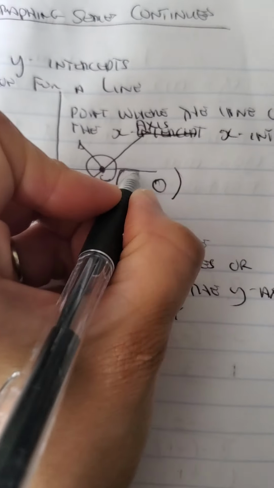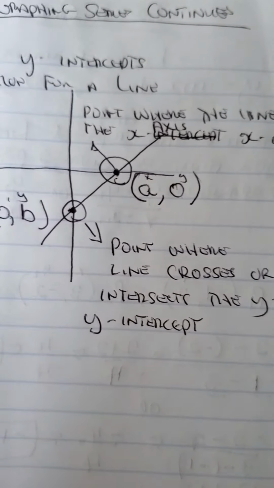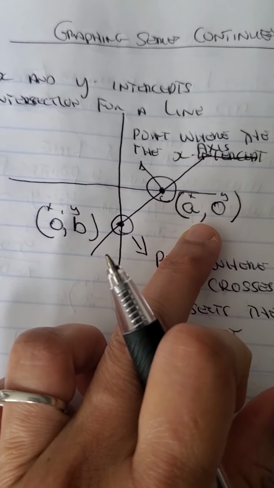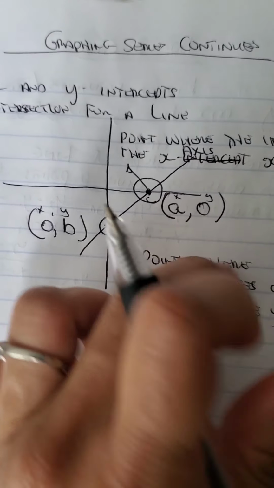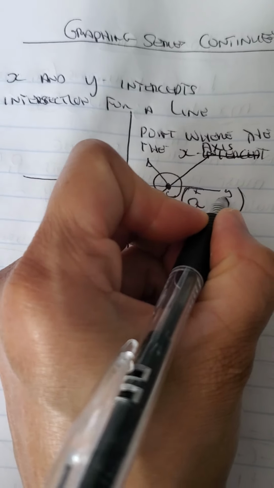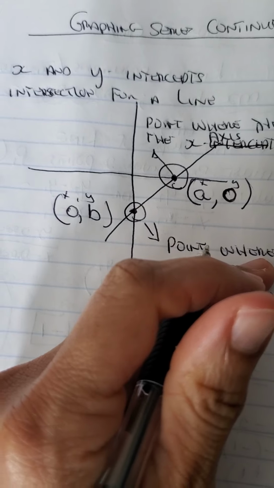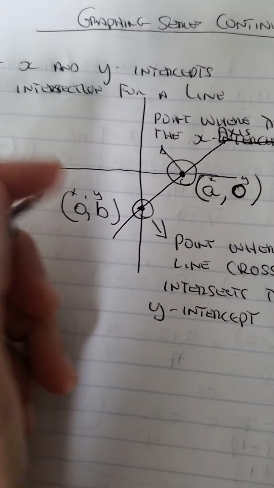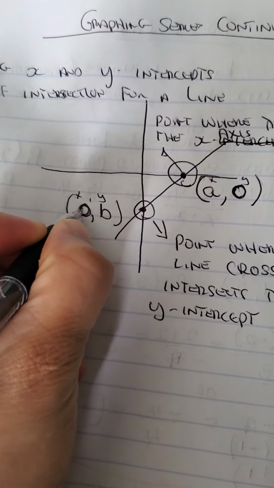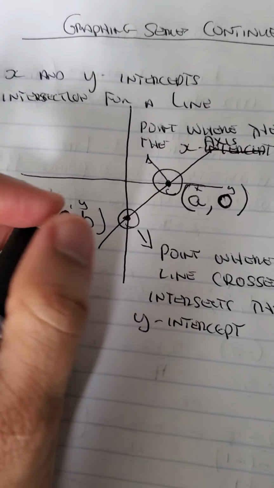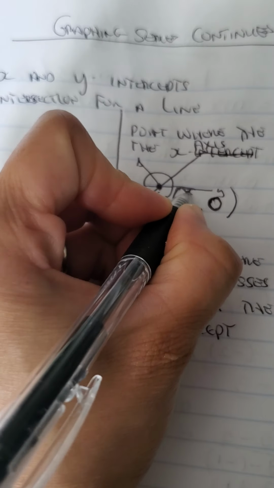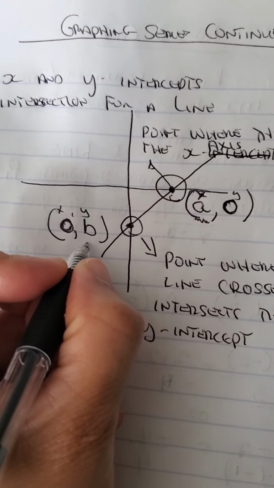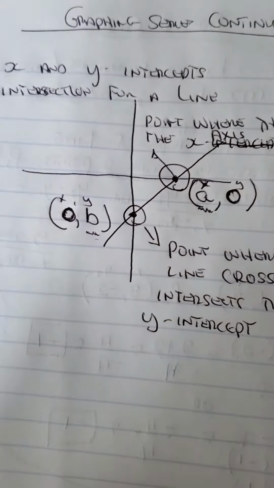x, y, x, y. So a nice little trick to know is basically the x-intercept is when we have y as a 0 point, right? And the y-intercept is when we have x as a 0, right? Or another way you can look at it, for the x-intercept, x will have a value, and for the y-intercept, y will have a value.